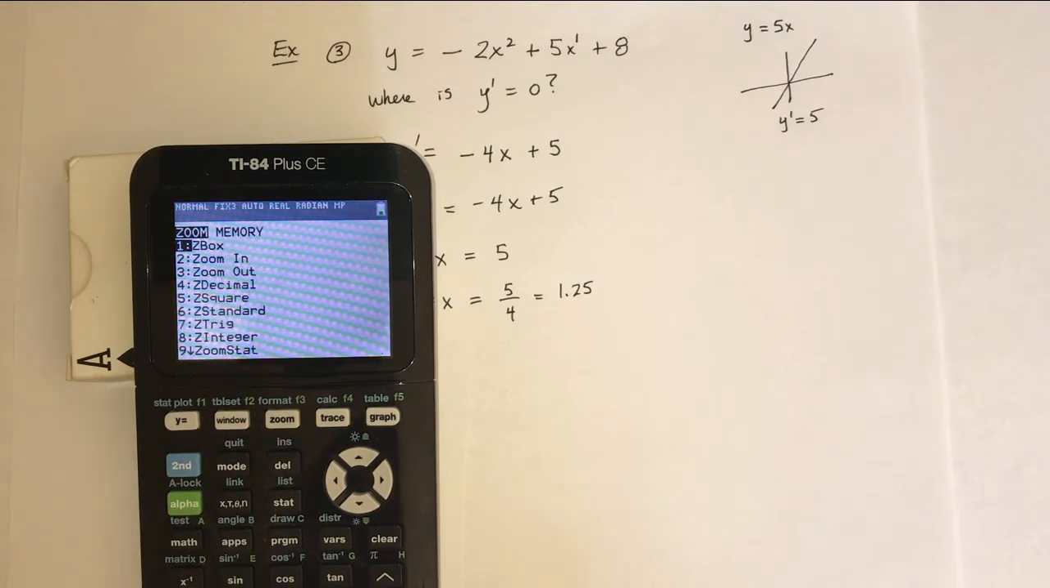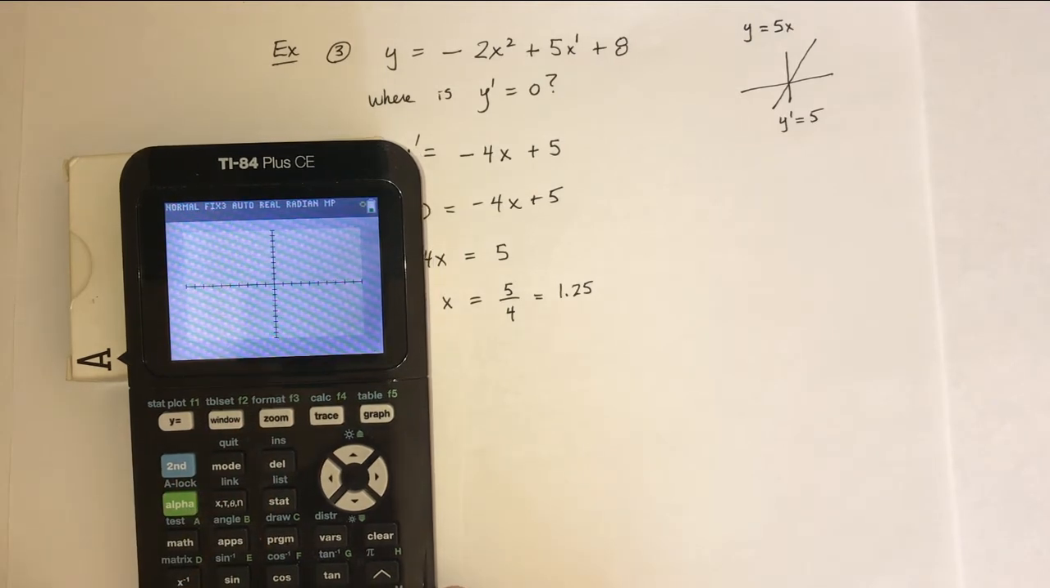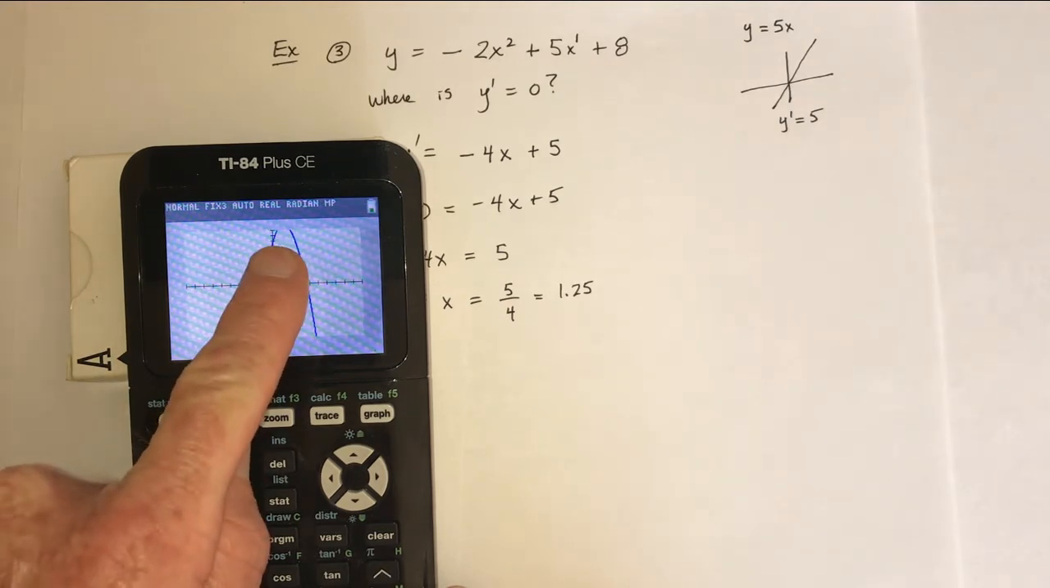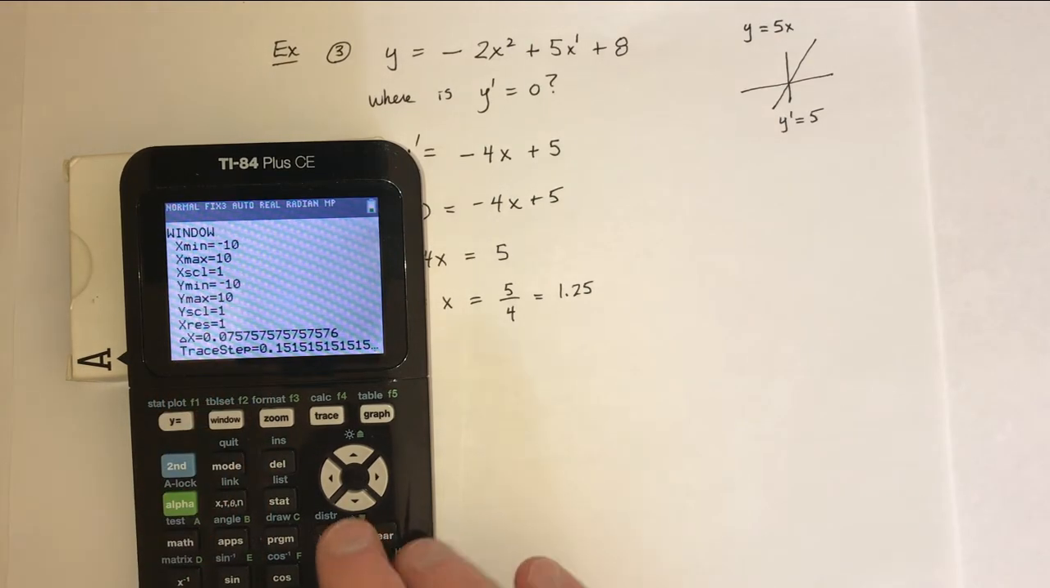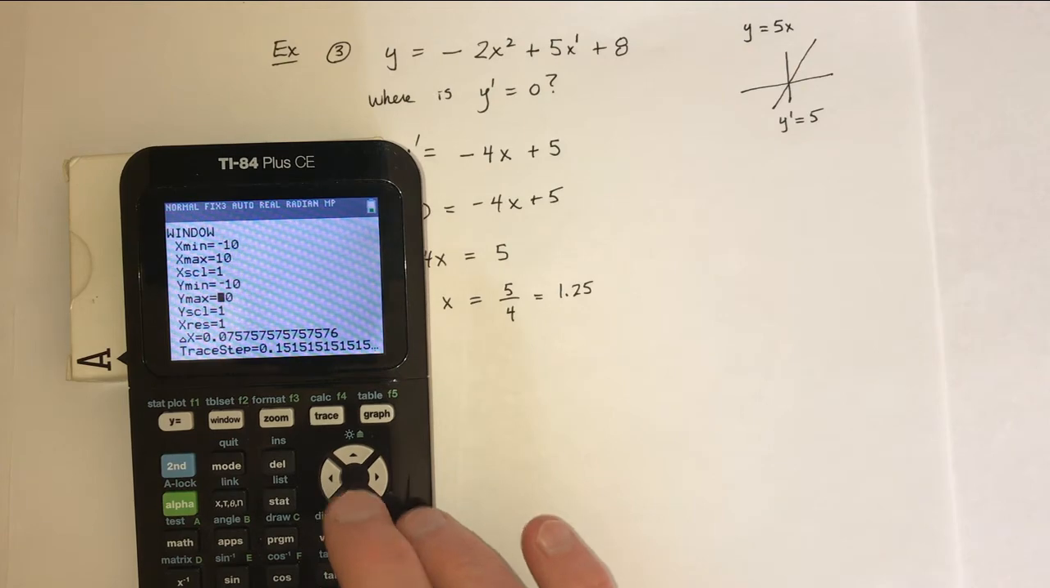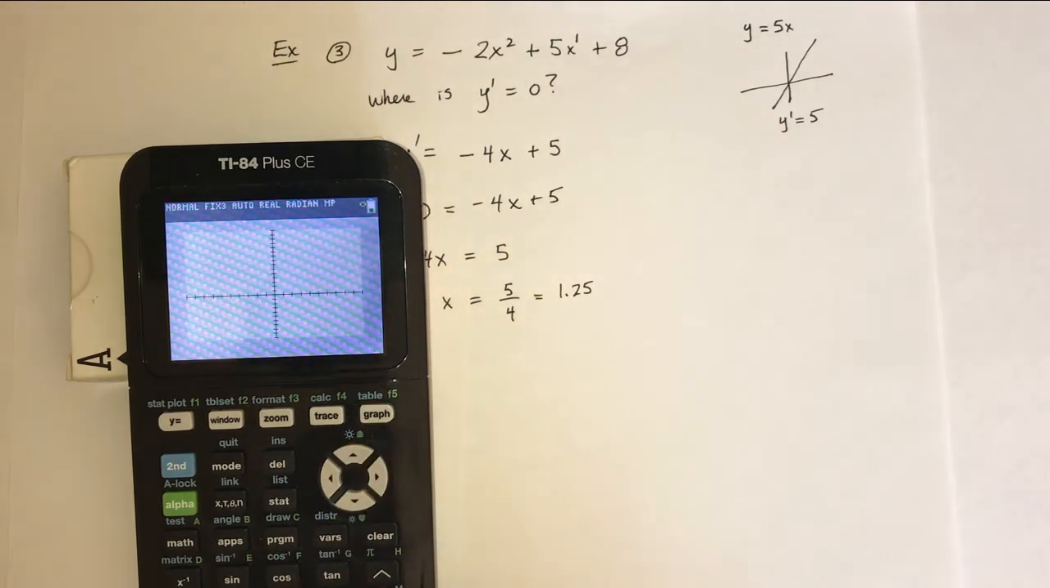And then zoom standard, and it should look like an upside down parabola. So it does, but I can't quite see the top. It went actually past 10. So I'm going to change the window, and for the y values, have it go up to 15. And then we should be able to see the whole thing.